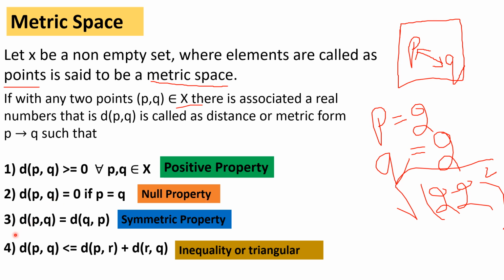And the third condition, d(p, q) is equal to d(q, p), which is the symmetric property. Symmetric is nothing but the data will fall equally on both sides.